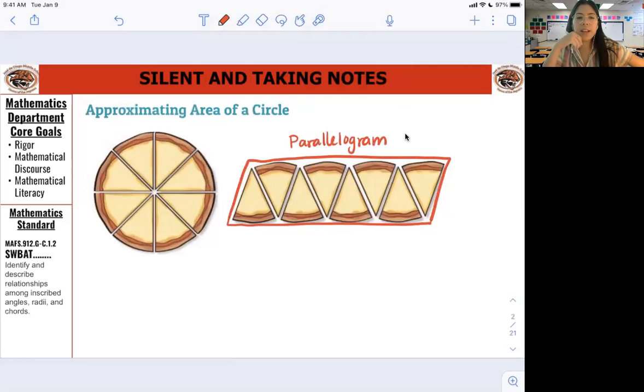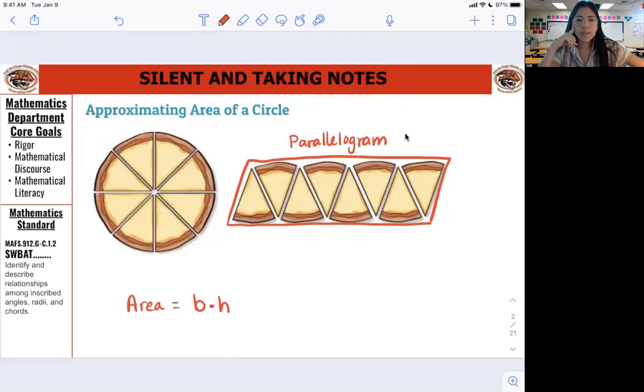It creates a parallelogram if you do that. And let's talk about parallelograms for 1 second. So the area of a parallelogram is pretty simple. It's just base times height. It's kind of like a rectangle, base times height.